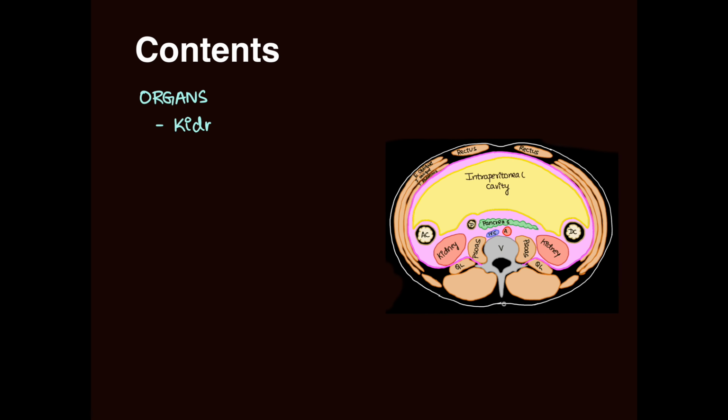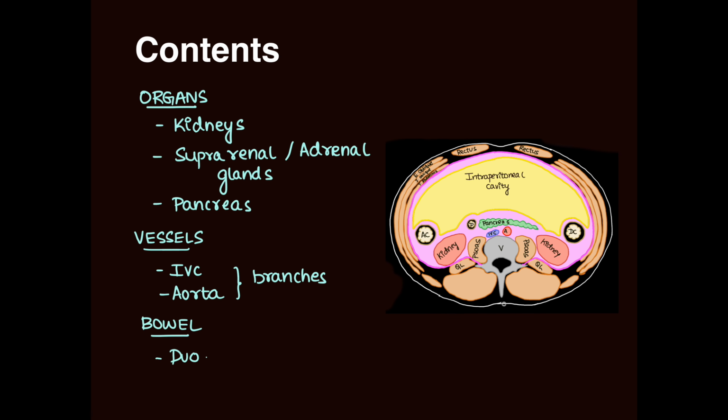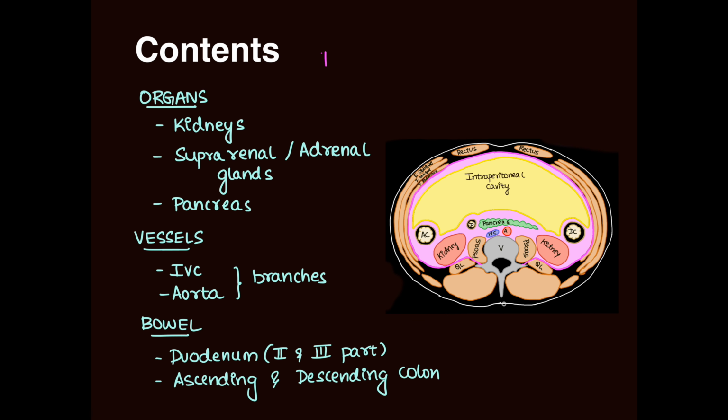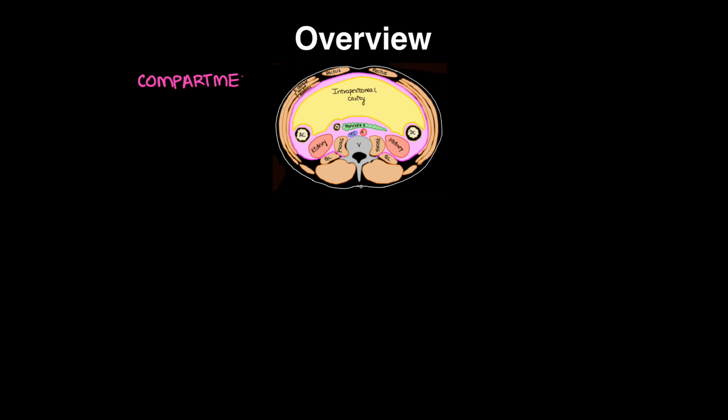What are the contents of retroperitoneum? There are organs like kidneys, suprarenal or adrenal glands, pancreas. The vessels are IVC, aorta and its branches. Bowel loops are duodenum, ascending colon and descending colon. Second and third part of duodenum are the content of retroperitoneum. Basically, retroperitoneum has many compartments and internal spaces, and these organs are in different spaces which we'll discuss in detail now. In this video, we are going to see the compartments of retroperitoneum.